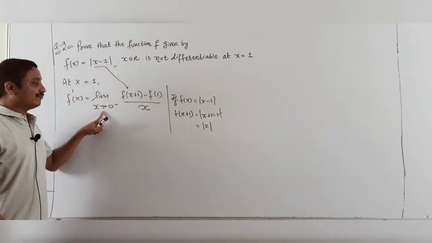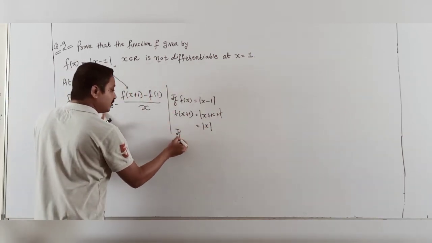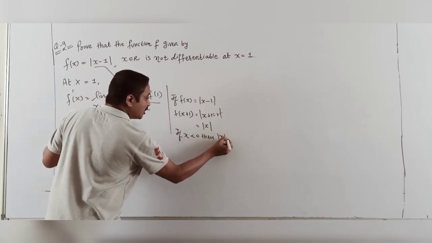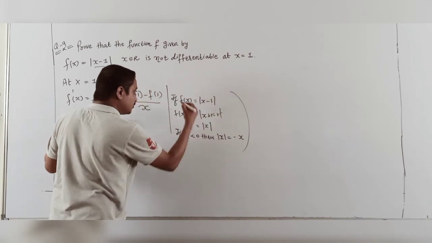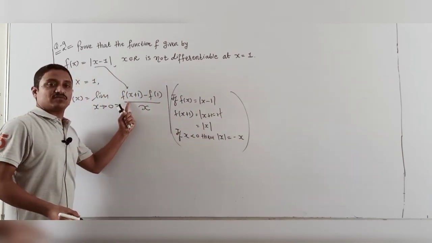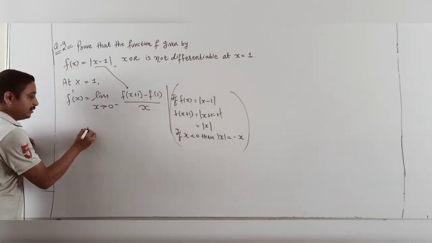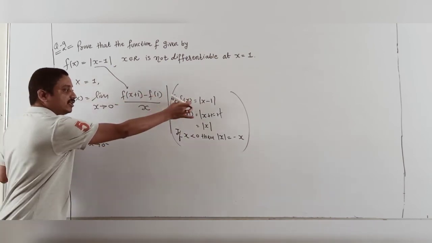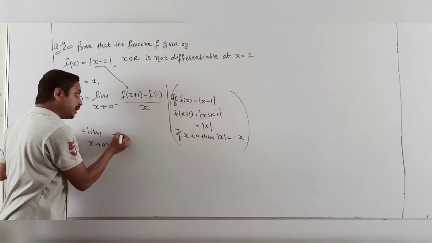And I am going to the left hand side limit. So if x is less than 0, then modulus x is what? Minus x. This value I substitute in place of f(x). So limit x tends to 0 negative. This value I already defined here students. I just operate with minus x.